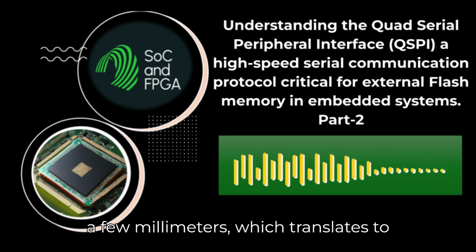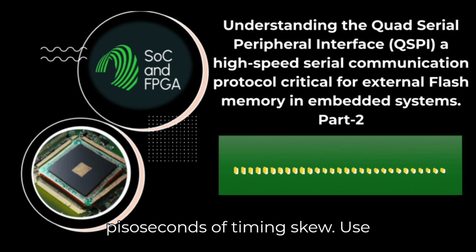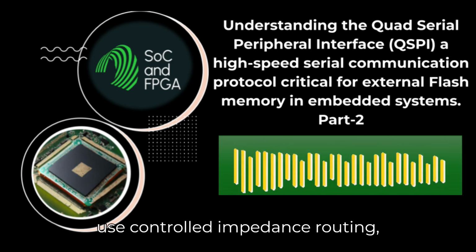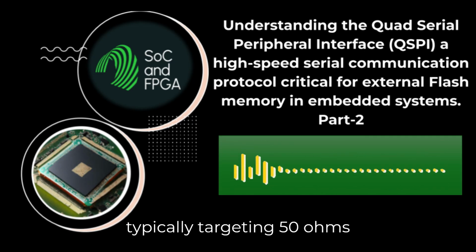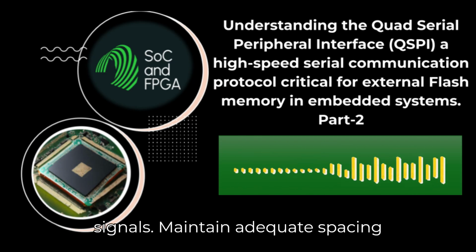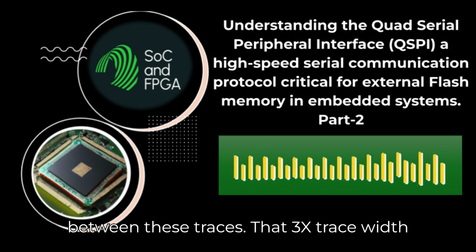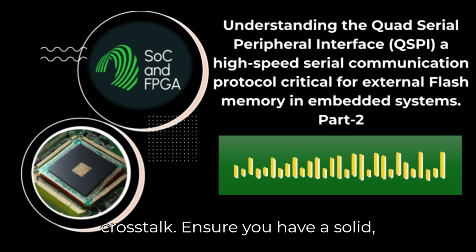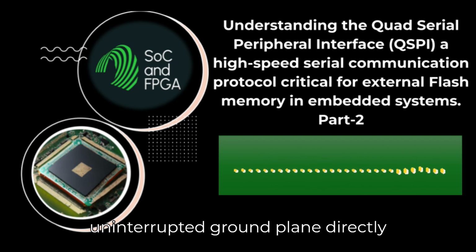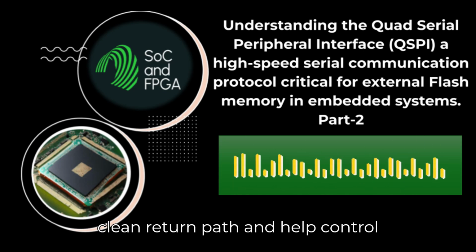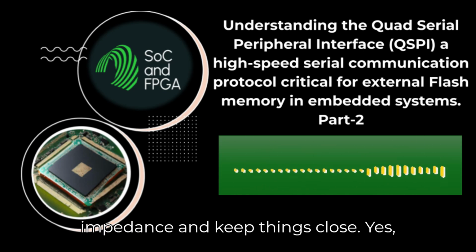Aim for matching within a few millimeters, which translates to picoseconds of timing skew. Use controlled impedance traces. Definitely. Use controlled impedance routing, typically targeting 50 ohms characteristic impedance for all the QSPI signals. Maintain adequate spacing between these traces. That 3x trace width rule is a good starting point to minimize crosstalk. Ensure you have a solid, uninterrupted ground plane directly underneath the QSPI traces to provide a clean return path and help control impedance. And keep things close.